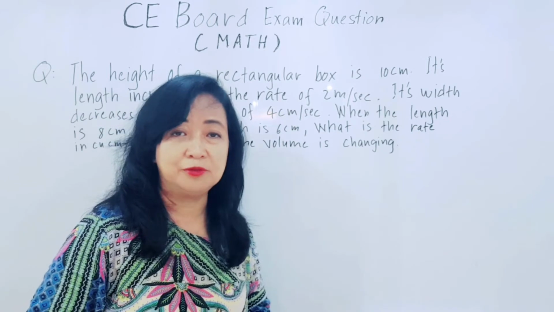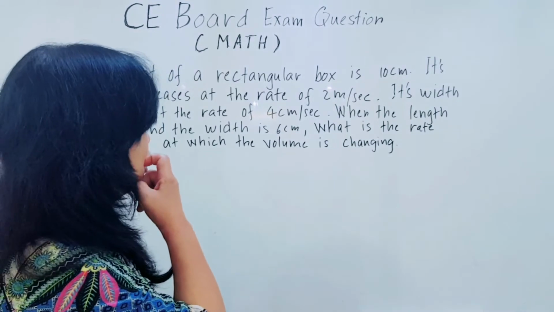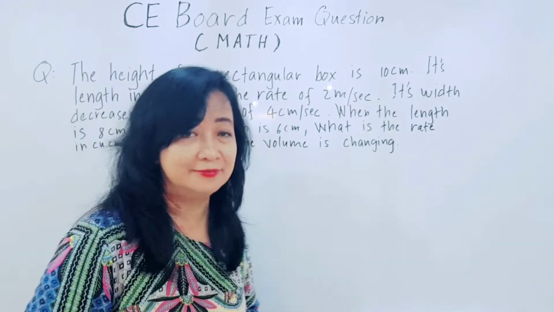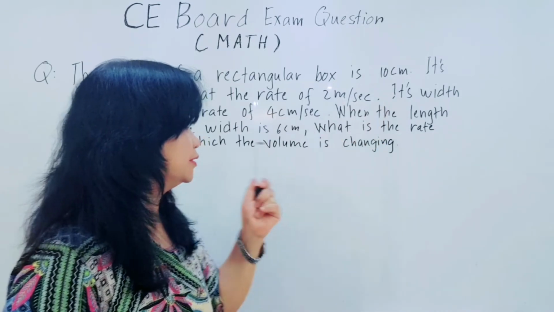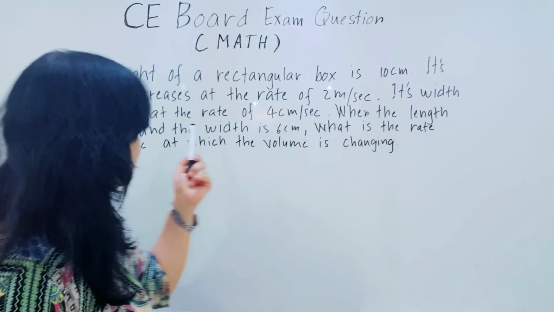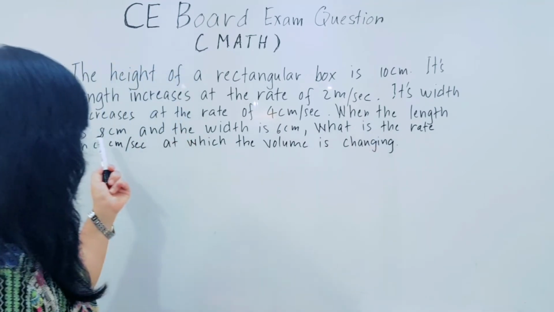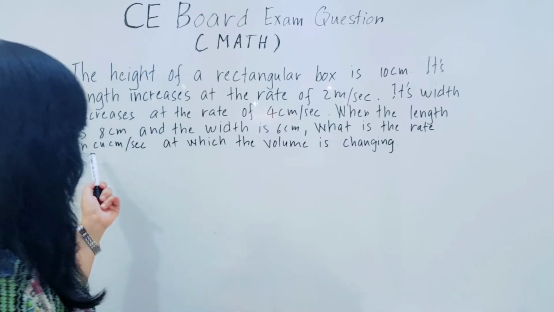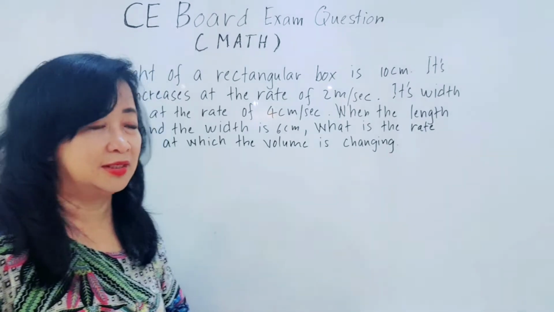Another CE board exam question, which is also about the rate of change, was given last November 2013. The question: the height of a rectangular box is 10 centimeters. Its length increases at the rate of 2 centimeters per second. Its width decreases at the rate of 4 centimeters per second. When the length is 8 centimeters and the width is 6 centimeters, what is the rate in cubic centimeter per second at which the volume is changing?